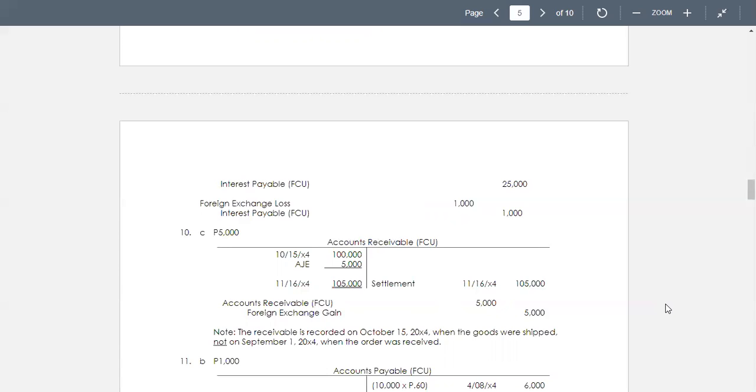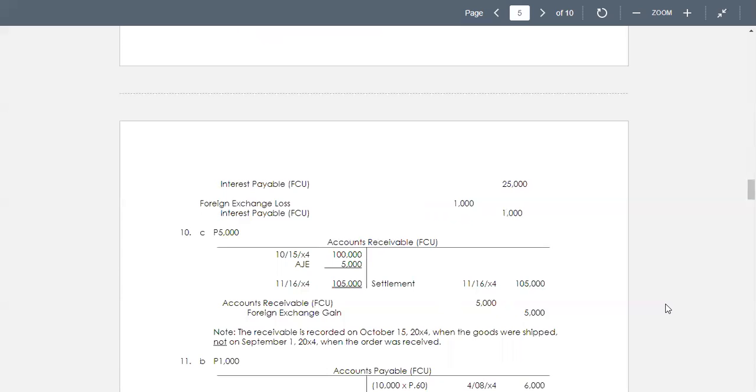Now, the next entry will be to debit foreign exchange loss 1,000 and to credit interest payable FCU for 1,000. So number 9, the correct answer is 27,000.